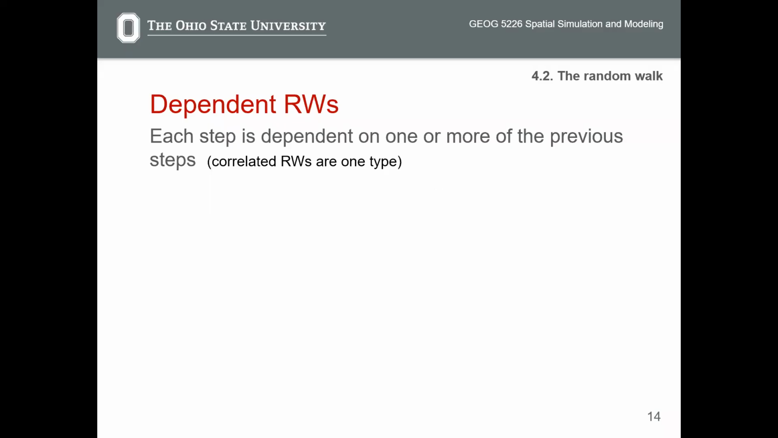Okay, in this video, we're going to discuss dependent RWs, and also Levy flights, which is also a type of RW. Dependent RWs are a huge category of RWs. When each step is dependent on one or more of the previous steps, then this RW can be considered a dependent RW. According to this definition, correlated RWs are one type of dependent RWs, right?